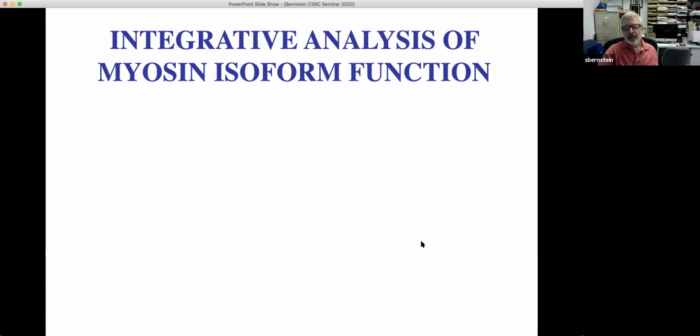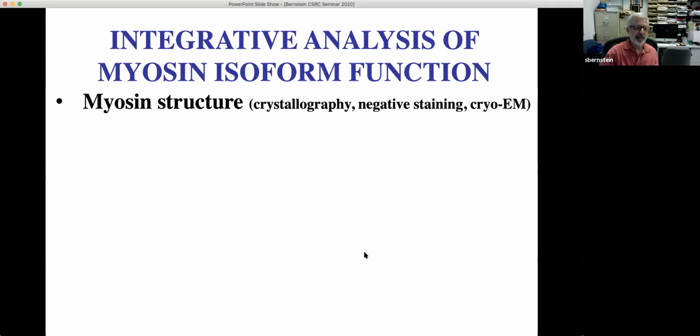Okay, so what our lab has developed over these 37 years that I've been here is an integrative analysis of myosin isoform function. So what do I mean by this? Well, we use fruit flies as our model system, and we express mutated versions of the myosin and make transgenic fruit flies that express, instead of the normal form of myosin in their muscles, a mutant form. It can be a mutant that we're interested in studying for basic science, or it could be a model of the human disease that we study, okay?